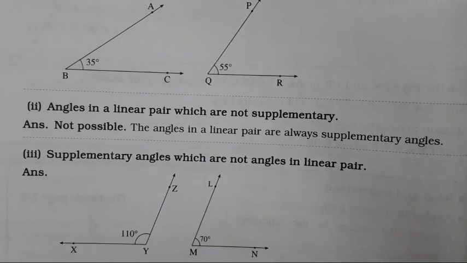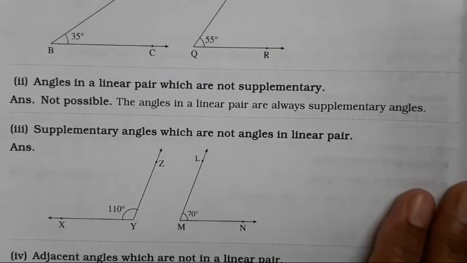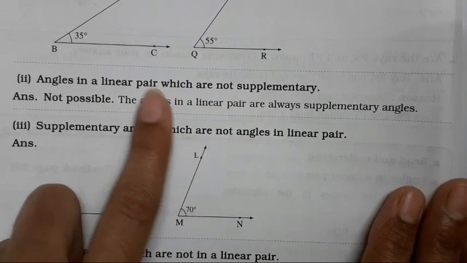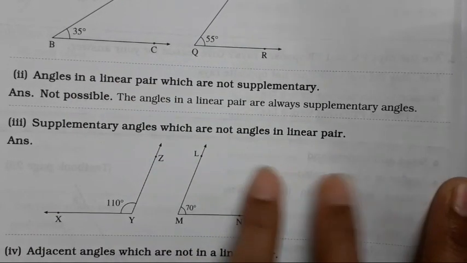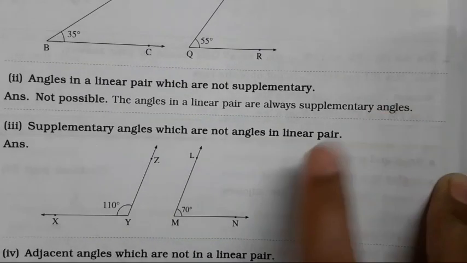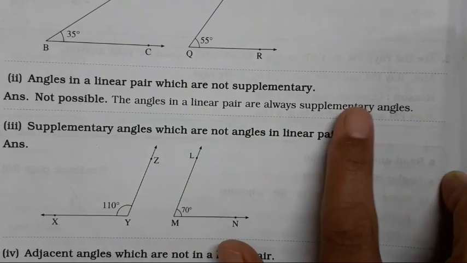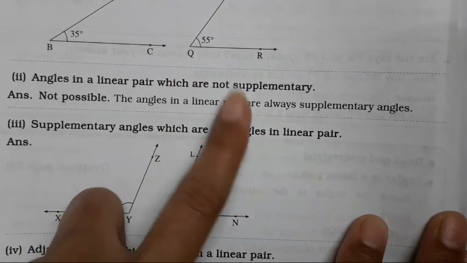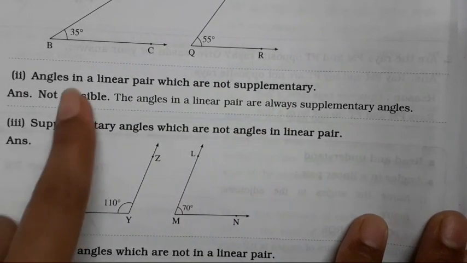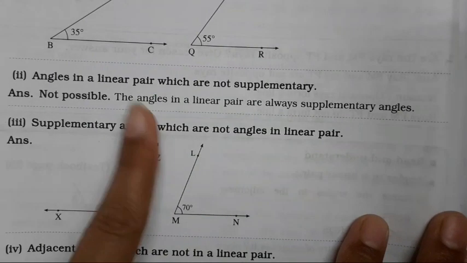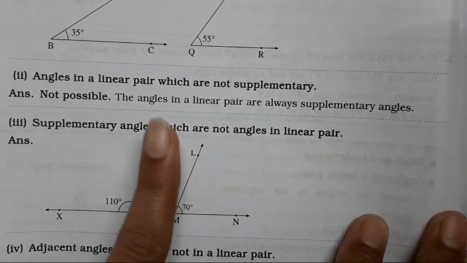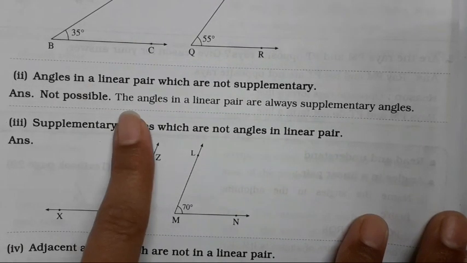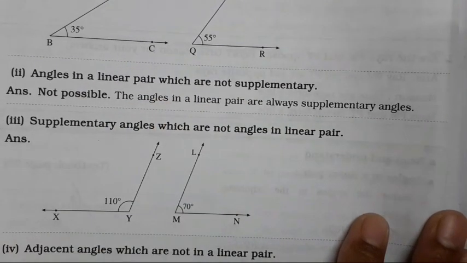Now angles in a linear pair which are not supplementary. Now see, linear pair, now only I have explained. Linear pair मतलब एक सीधा straight line होता है and that has been divided into two parts which has to form 180 का degree. So if it is not a linear pair, how will it form a supplementary angle? So that is not possible. Just now before starting this exercise I have explained linear pair. You all can go and watch it again in order to understand this question.